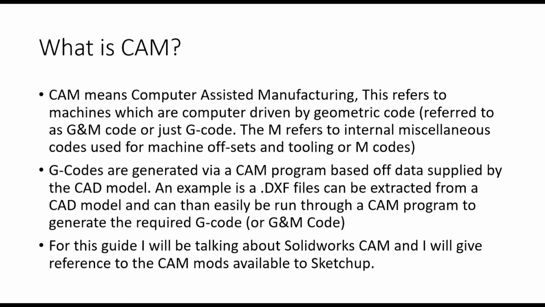G codes are generated via a CAM program, a computer assisted manufacturing program, based off data supplied by the CAD model. An example is a DXF file can be extracted from a CAD model and then easily run through a CAM program to generate the required G code or G&M code. For this guide, I will be talking about SolidWorks CAM, and I will give reference to the CAM mods available for SketchUp.